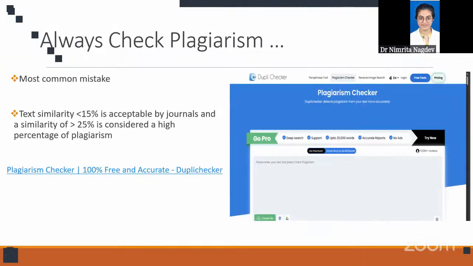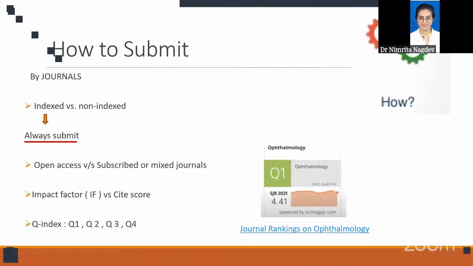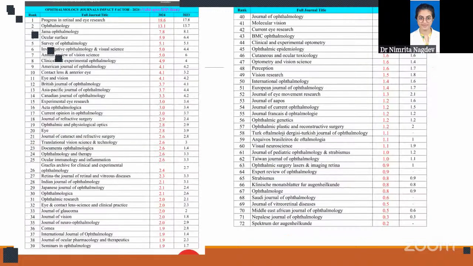Always check the plagiarism. Text similarity of less than 15% is acceptable by journals, and a similarity of more than 25% has a high percentage of plagiarism. So always check plagiarism after writing your case report. Then next comes revise your draft one time, two times, and always take help from your mentors and colleagues. How to submit: you should always submit to an indexed journal, which has a good impact factor, and Q1 quality journals are considered good quality journals.